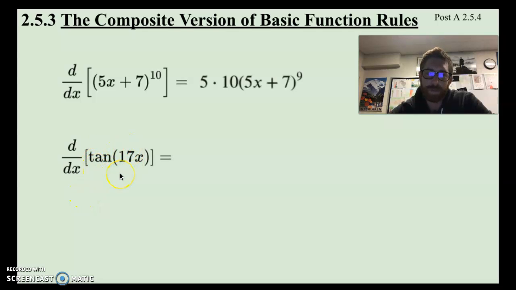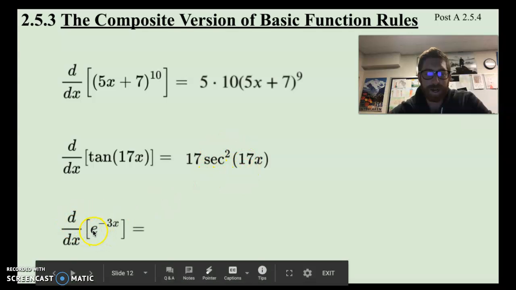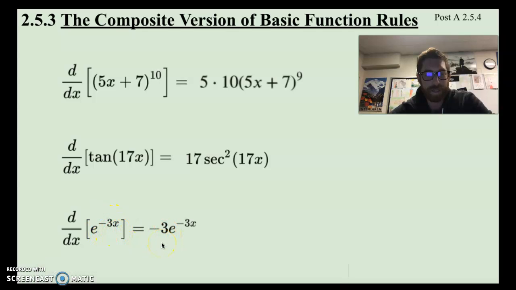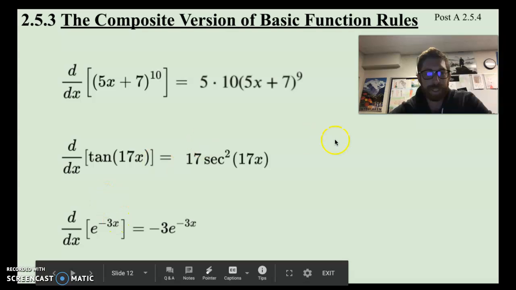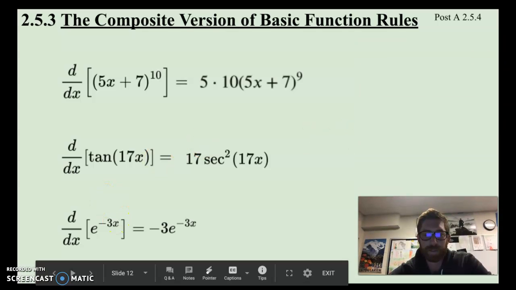Same thing here. So normally, right, we'd do secant squared. But if you did that, you would miss the 17 on the inside, right? So take the derivative of the inside first times the derivative of the outside. Same thing here. Notice this is a negative 3x instead of just an x. So e to the x is its own derivative, but don't forget about taking the derivative of the inner function first. Take the derivative of the inner function first. Multiply by the derivative of the outer function. That's the chain rule. Peace.